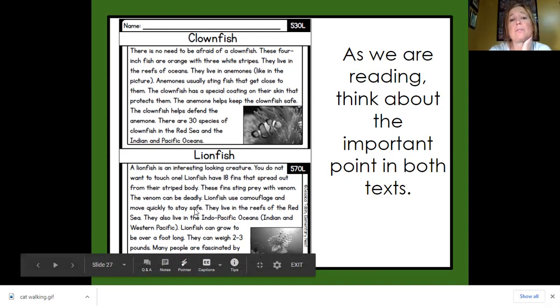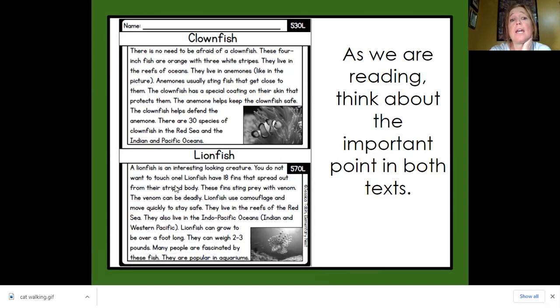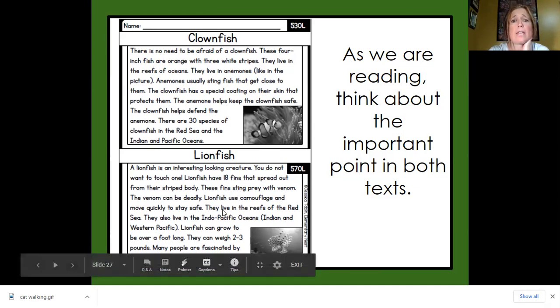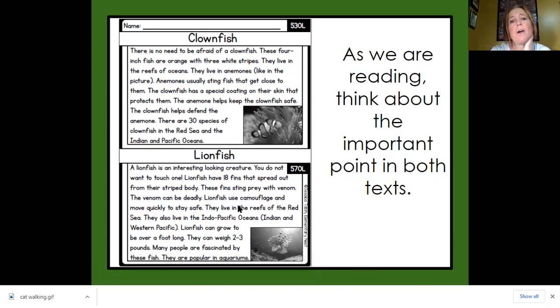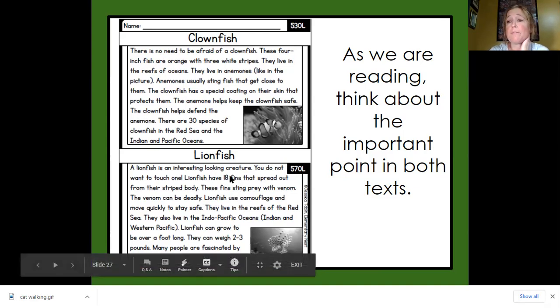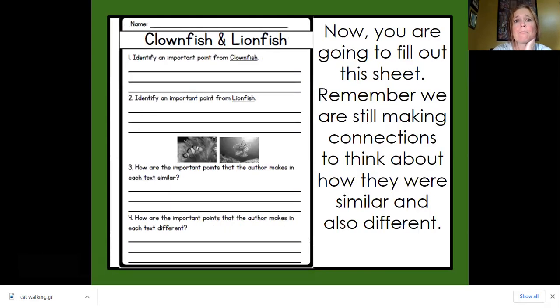Okay, I would think that the most important point in this text is that a lionfish is a very interesting looking creature. And I would say that the supporting details are that it has 18 fins and that its fins can sting with venom, and that they camouflage themselves and move quickly to stay safe. All right, so now we're going to be discussing how these passages or articles about the fish are the same and different.